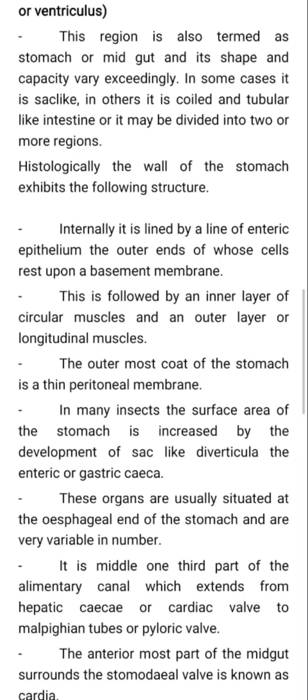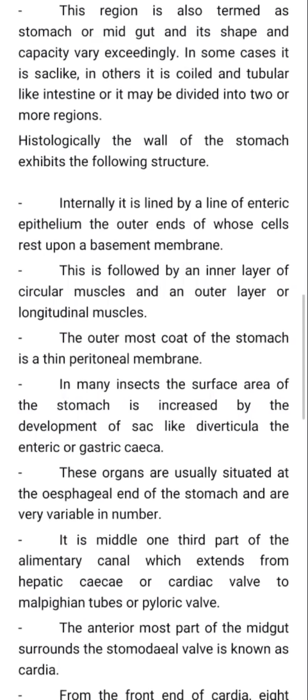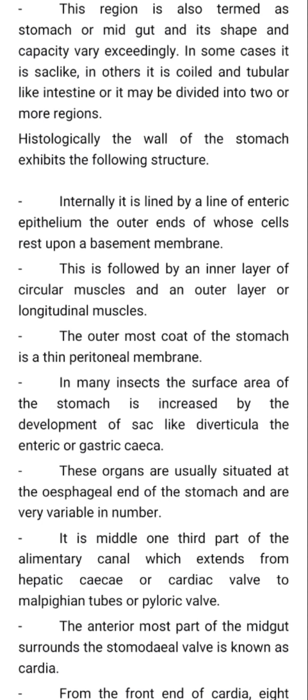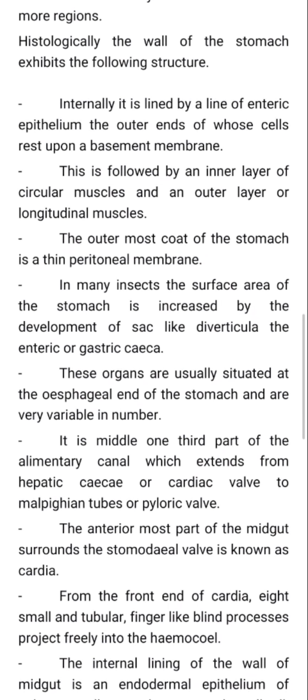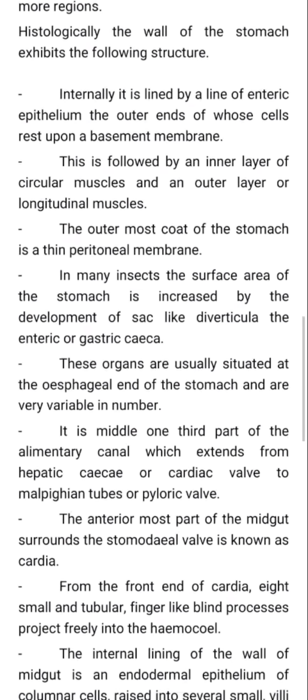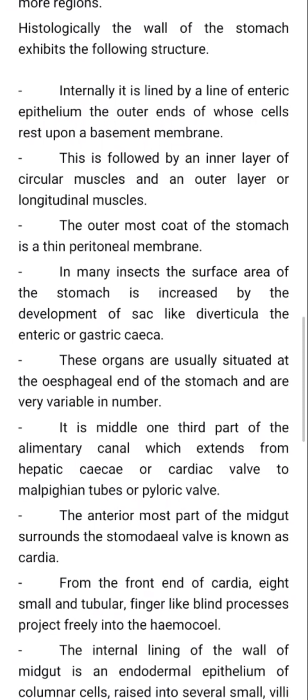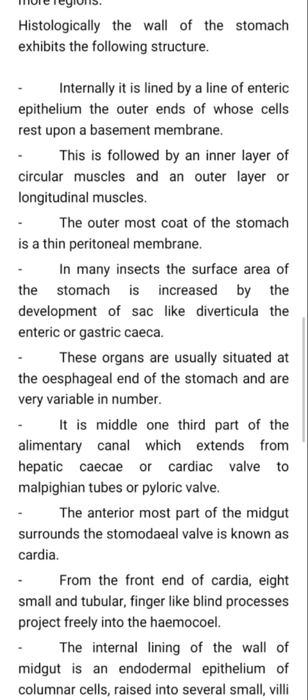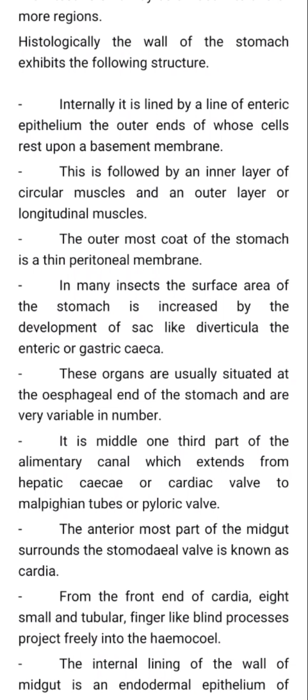The outermost coat of the stomach is a thin peritoneal membrane. In many insects, the surface area of the stomach is increased by the development of sac-like diverticula, the enteric or gastric caeca. These organs are usually situated at the esophageal end of the stomach and are of very variable number.